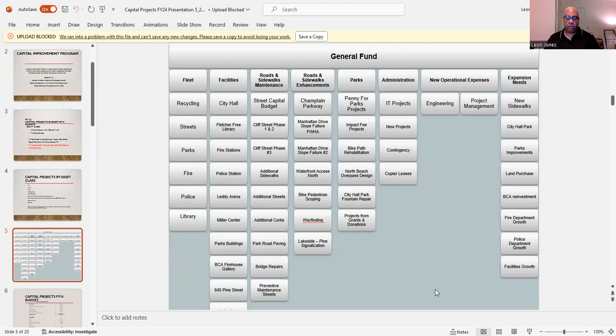Expansion needs, okay? When we talk about expansion needs, it could be extra funds. Extra funds needed for what? New sidewalks, new City Hall Park, parks improvements, land purchases, BCA reinvestment, fire department growth, police department growth, facilities growth. And when you are a mayor of a city, this is what you go by. This is where you start dealing with budgets.